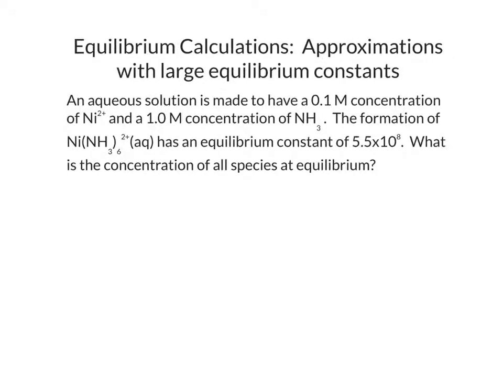Let's see how we can make an approximation in our equilibrium calculations when we have large equilibrium constants. To do this, we will use the following problem. An aqueous solution is made up to have 0.1 molar nickel 2 plus and 1 molar ammonia. And the formation of a nickel amine complex has an equilibrium constant of 5.5 times 10 to the 8th.